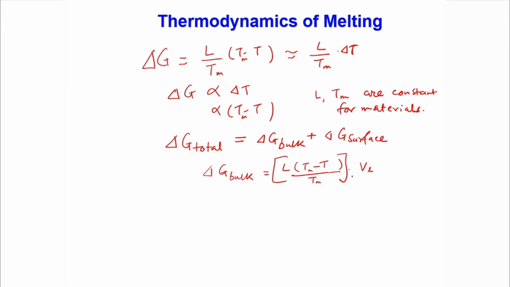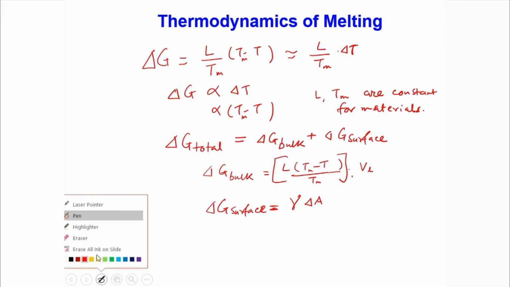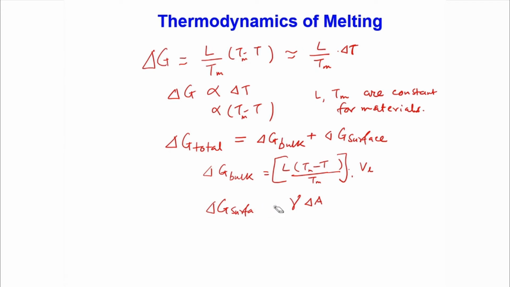That is something which we derived in the last class and we can use it. What about delta G surface? Delta G surface is equal to what? That is equal to gamma times delta A, right. Gamma is the specific surface energy, and delta A is nothing but the change in area.